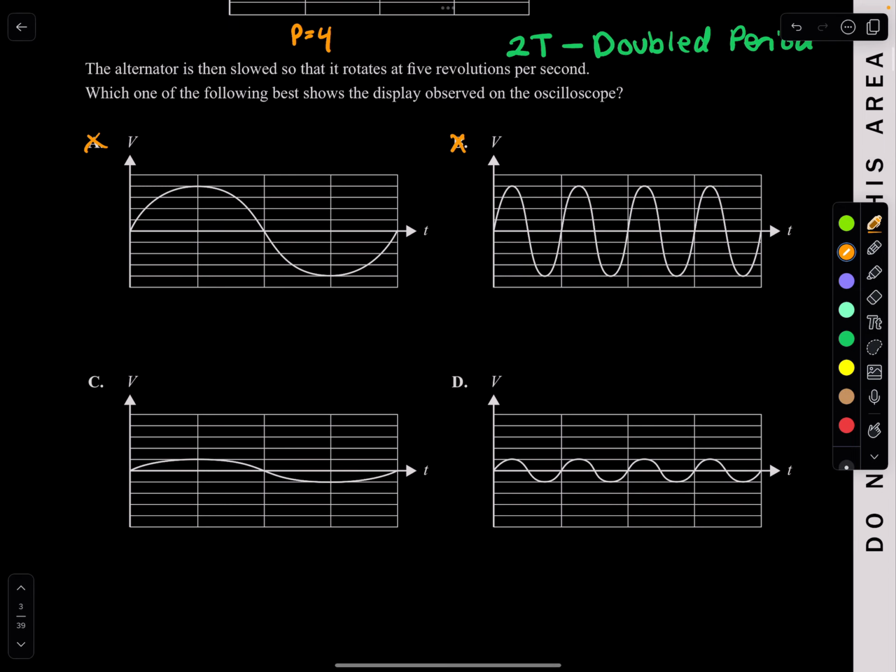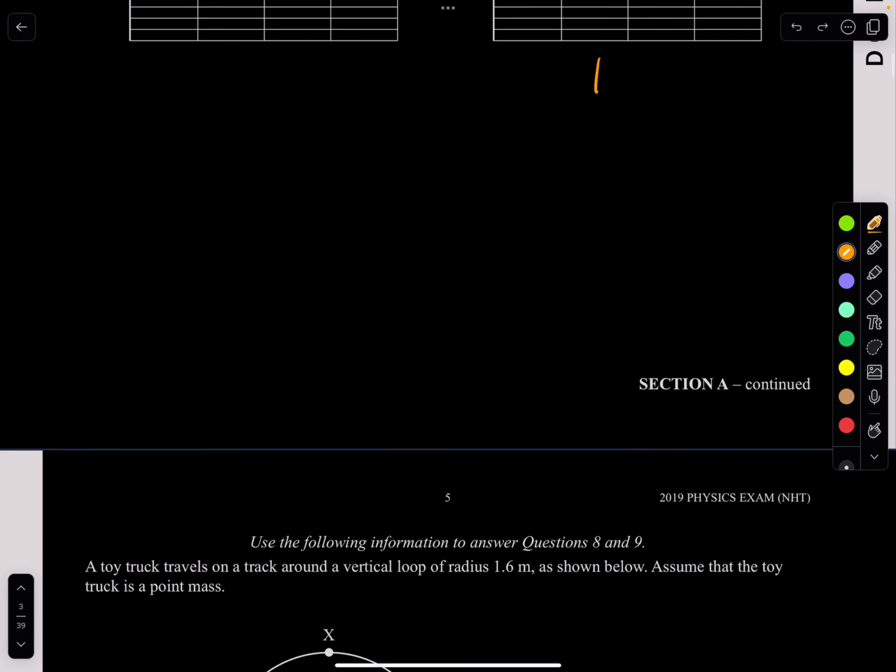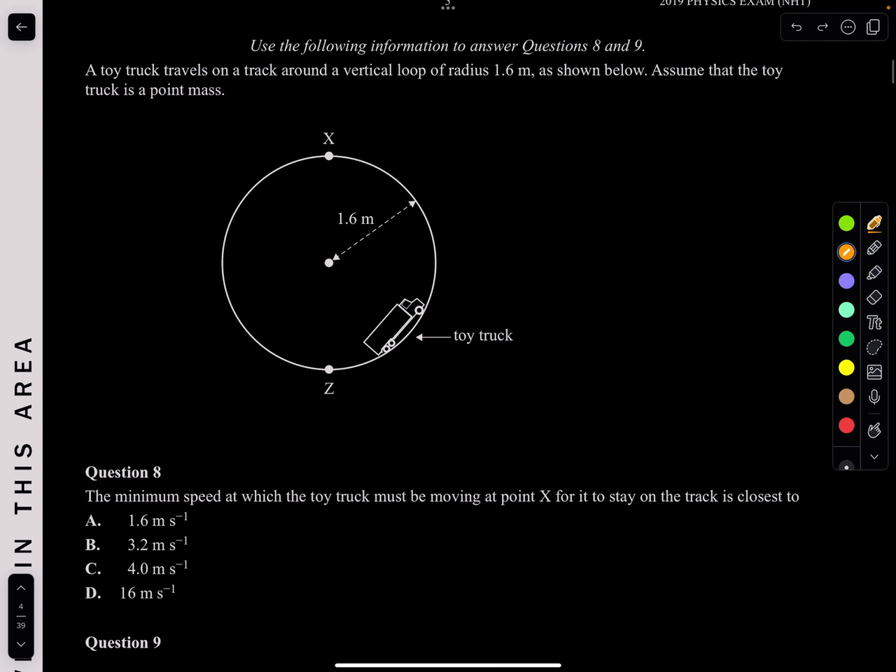Which one? Looks like C is your answer. Nice and easy. This one here, the actual period has been halved. Done. So this is question 8 and 9.